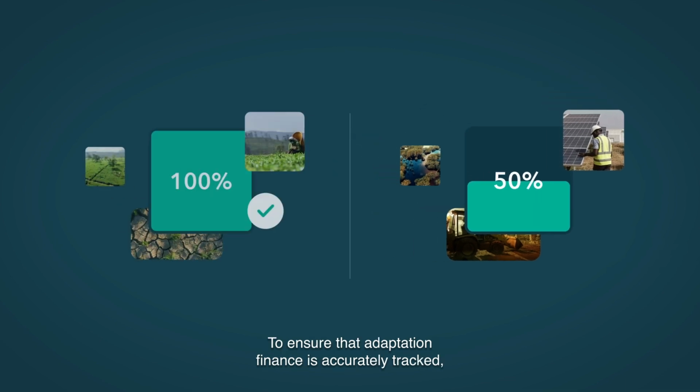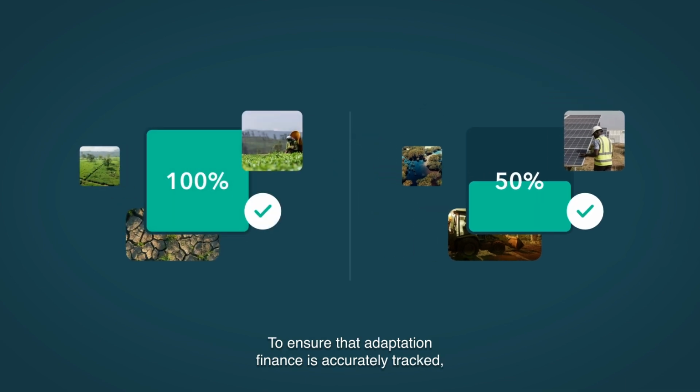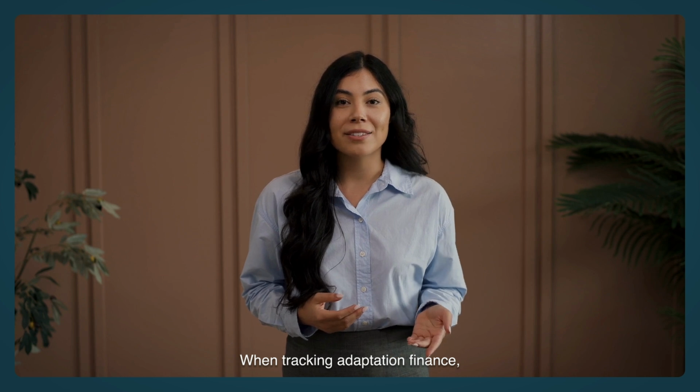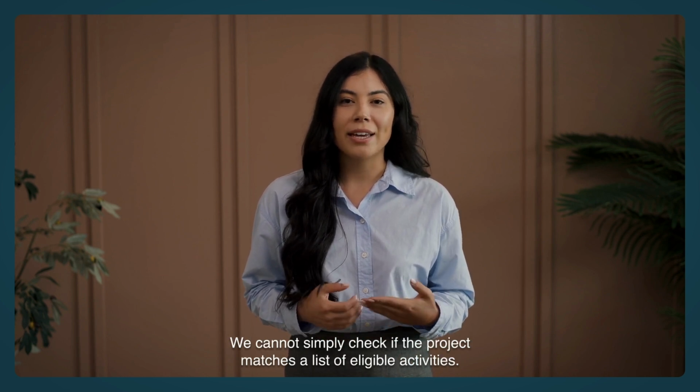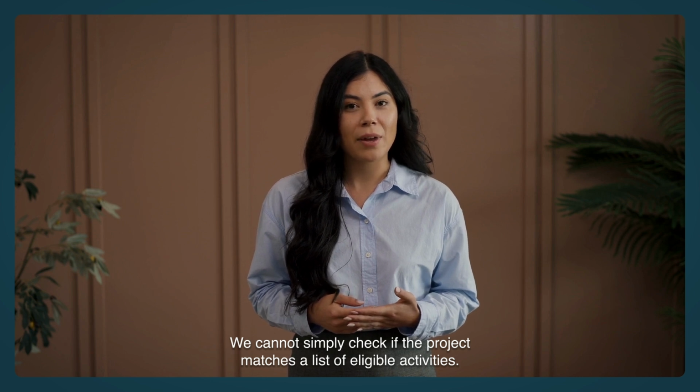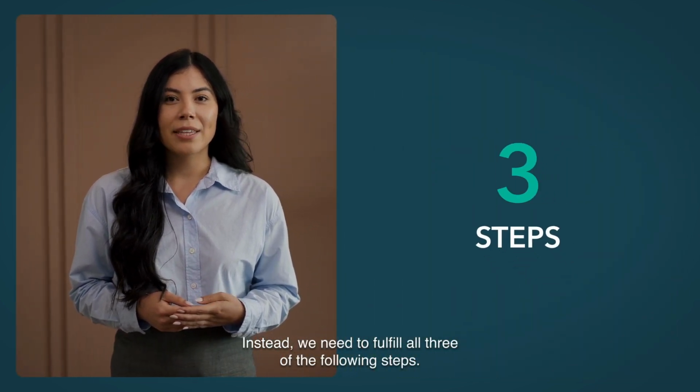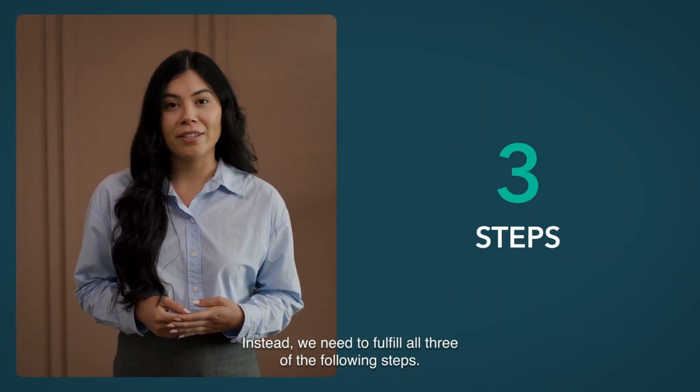To ensure that adaptation finance is accurately tracked, the Common Principles Guidelines require you to identify and isolate adaptation-relevant activities across projects. When tracking adaptation finance, we have to pay attention to the context of the project. We cannot simply check if the project matches a list of eligible activities. Instead, we need to fulfill all 3 of the following steps.